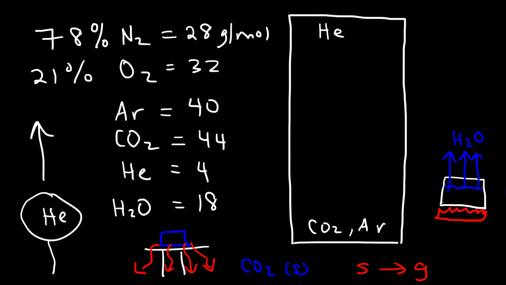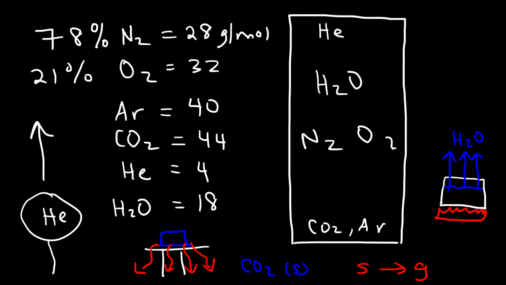Warmer air tends to be less dense than colder air. Colder air is more dense, so it tends to sink. Warm air tends to rise. The second reason is the weight of water compared to nitrogen and oxygen. Water is lighter than N2 and O2. So as a result, because it's lighter, it's easier for it to rise.